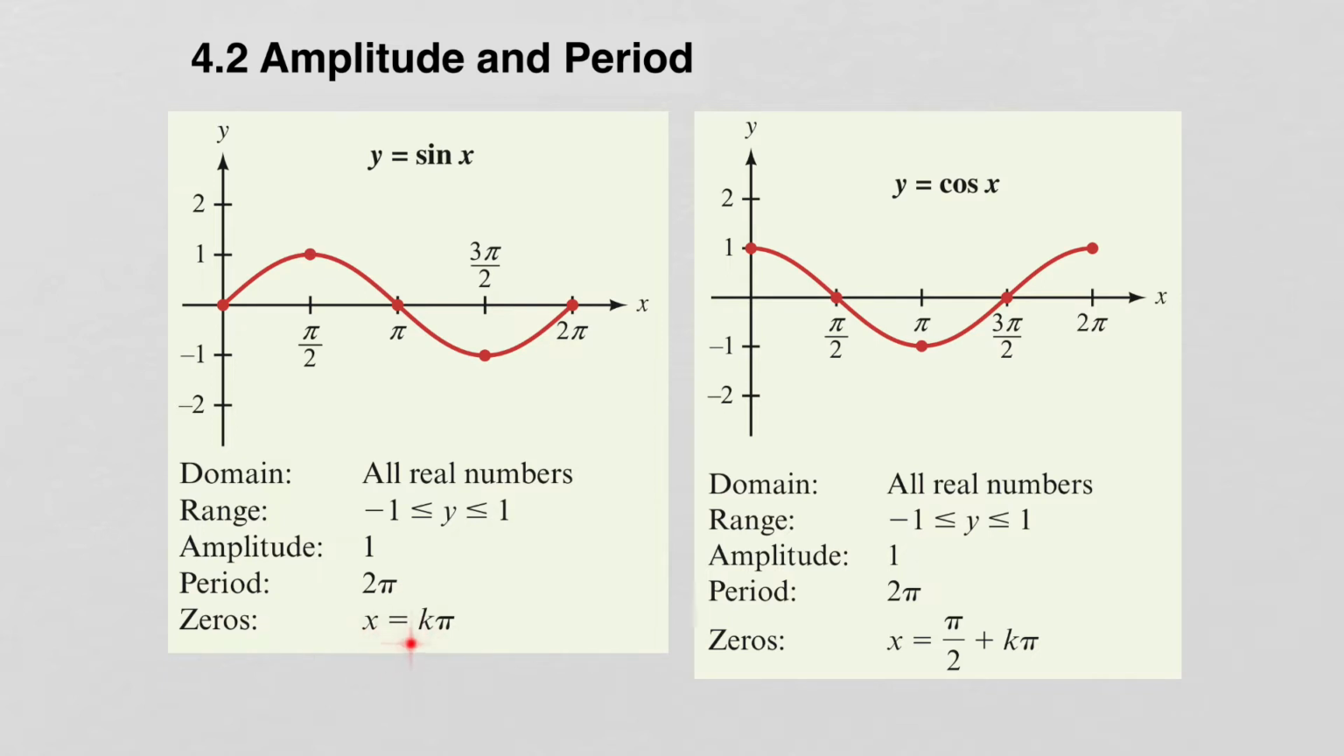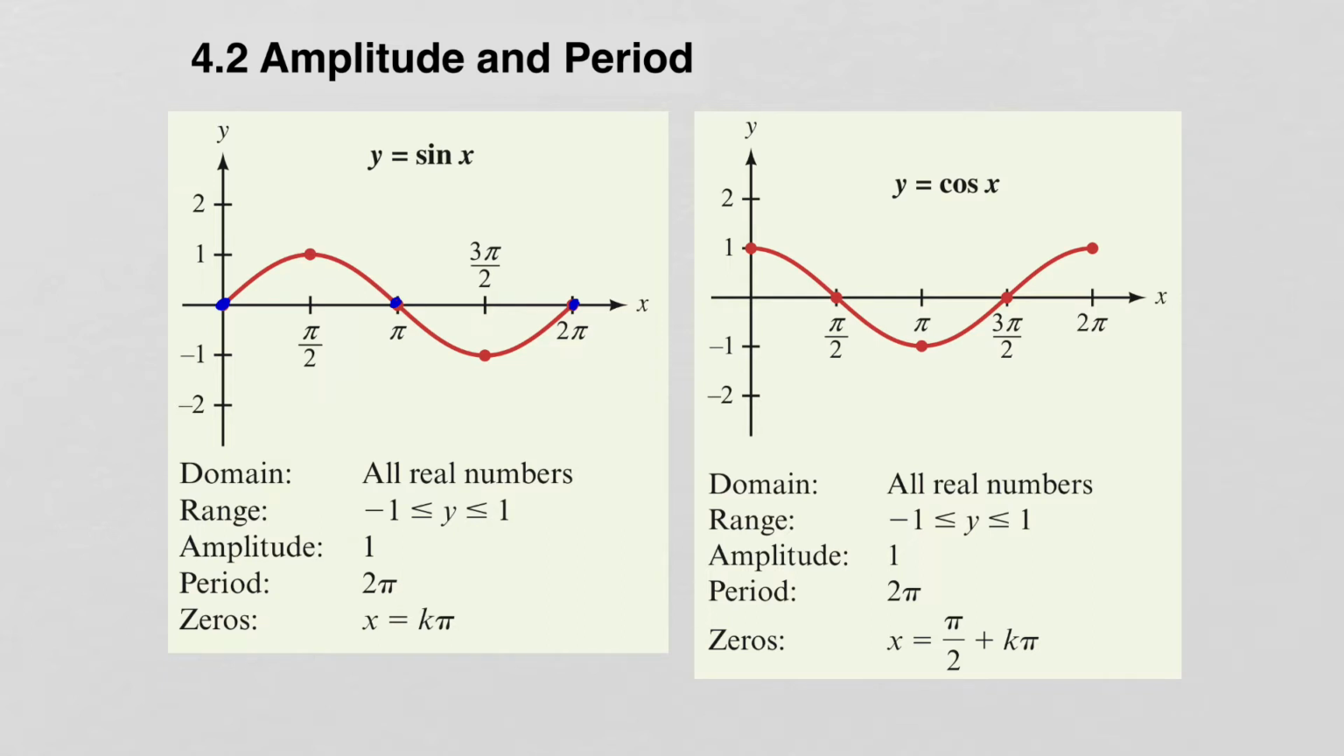Also down here we have the zeros occurring at x equals k pi. You can see that on the graph here. Your zeros occur at 0, pi, 2 pi, and it goes on forever, 3 pi, 4 pi, 5 pi, etc.